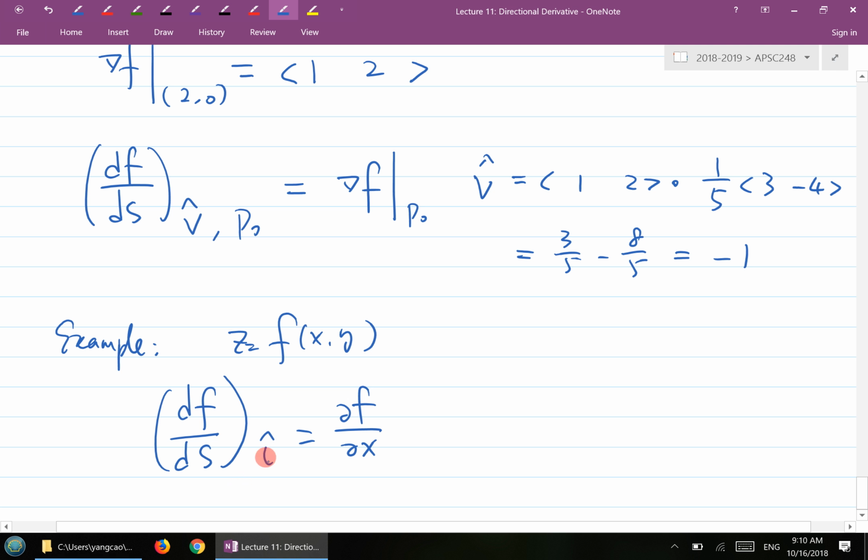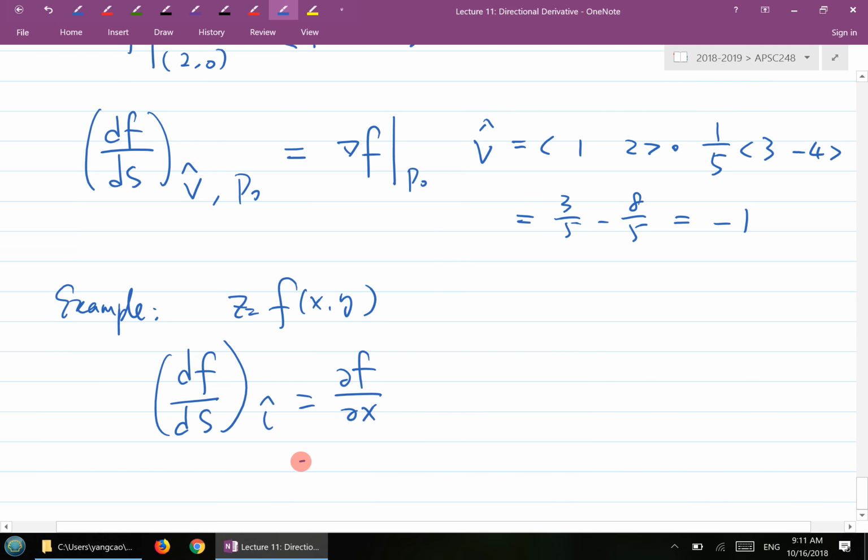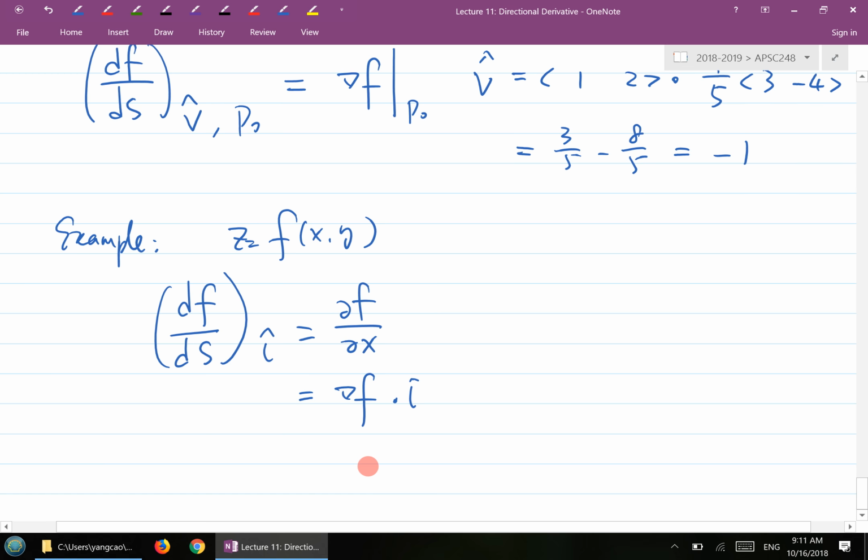And in this case here, i hat is the positive x-axis direction. So when you're moving in the i hat direction, you're changing x but keeping y constant. That's exactly the concept of partial derivative f over x. You can always verify: del f dot i hat. You'll get exactly this, because you have f here and you dot i hat.